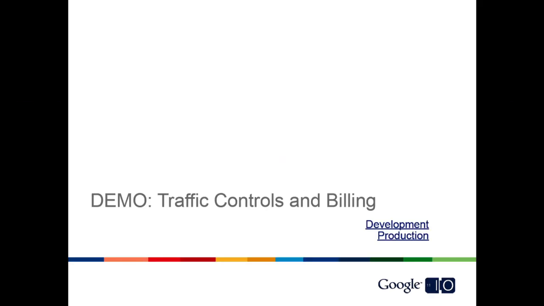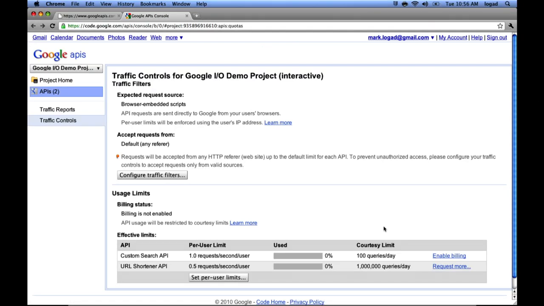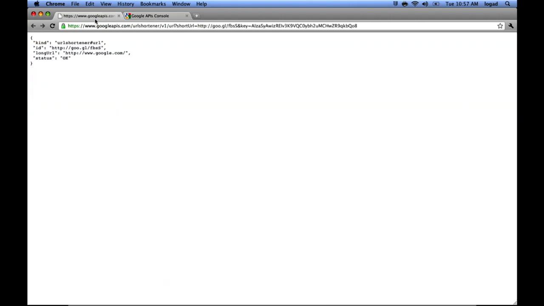Okay, it is now time for a bit of demo and walking through a few of these features. Here's that URL again. Try hitting that application, and I'll show you what happens in the console. Let's try the development link. So on this project, here's the traffic control screen. It is currently accepting requests from any referrer, which means that your requests should be going through, and we can verify and reload here. Yes, they are still going through.